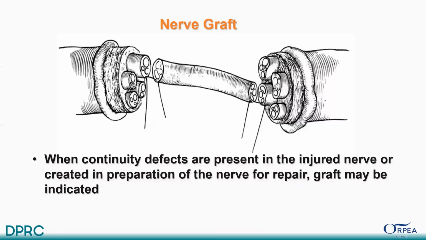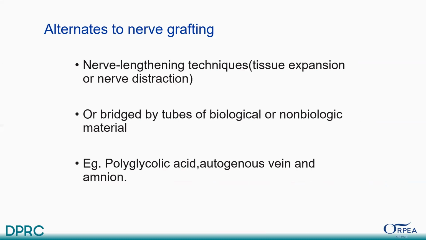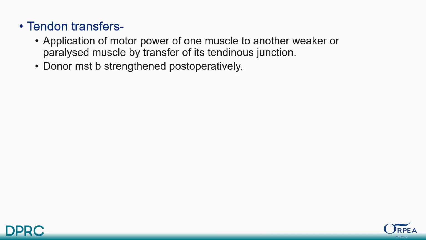Nerve graft. When continuity defects are present in the injured nerve or created in preparation of the nerve for repair, a graft may be indicated. Alternatives to nerve grafting are nerve lengthening techniques or bridging by tubes of biological or non-biologic material. Examples are polyglycolic acid, autogenous vein, and amnion.